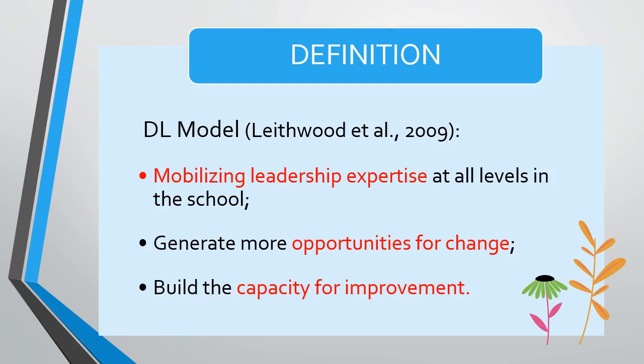Definition of distributed leadership model. Distributed leadership model, according to Leithwood et al. 2009, means mobilizing leadership expertise at all levels in the school in order to generate more opportunities for change and to build the capacity for improvement. High-performing schools widely and wisely distribute leadership.